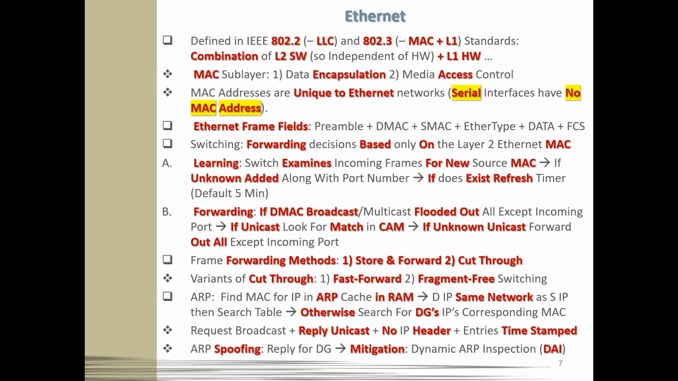We now move on to our next stop, that is switching. What is switching? Switching is the process of making decisions. What sort of decisions? Forwarding decisions. And with switching, we want to make forwarding decisions based only on the layer 2 Ethernet MAC address information. So this is important. Whereas in routing, we use layer 3 IP packet addressing information. With switching, we use layer 2 Ethernet MAC addresses in order to make forwarding decisions.